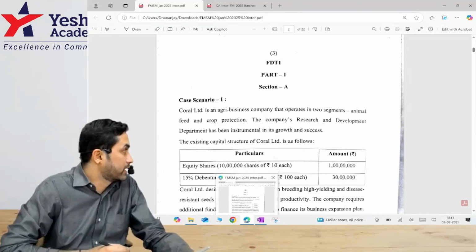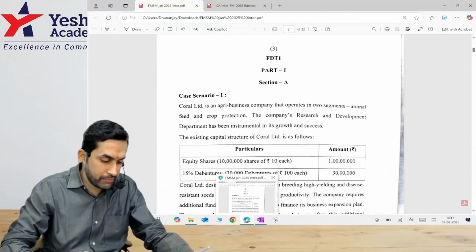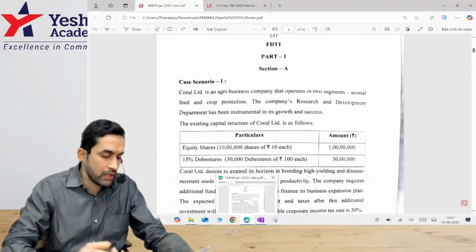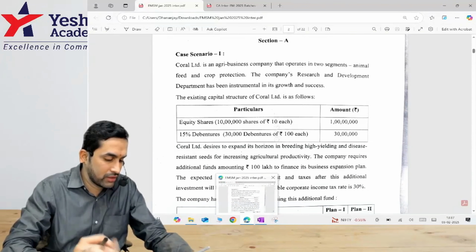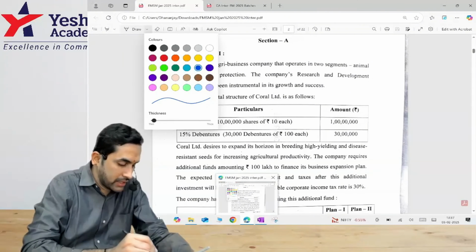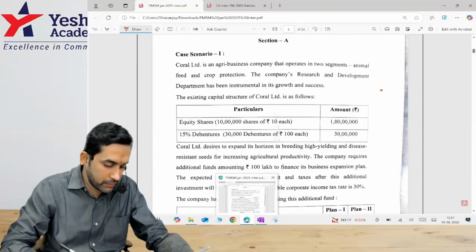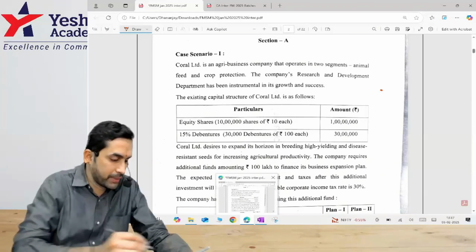Okay, so here is the FM paper of Jan 2025. Part 1, Section A. It was a case study based question, basically an MCQ question from the capital structure topic.